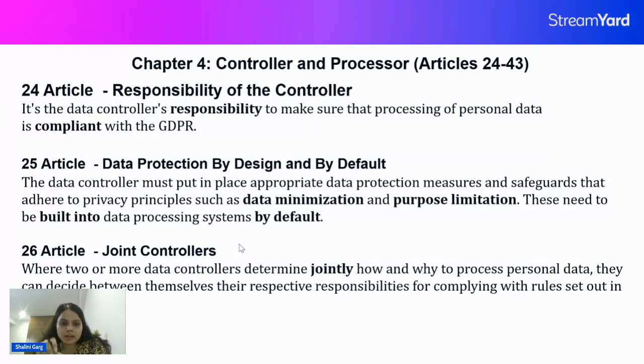And regardless of the arrangement, whatever the arrangement says, the data subject can exercise their rights against each of the joint controllers independently. So the data subject is of no concern as to who is responsible for whom.